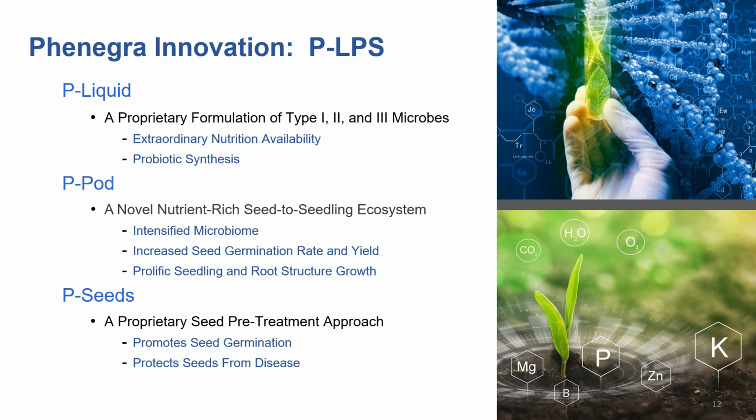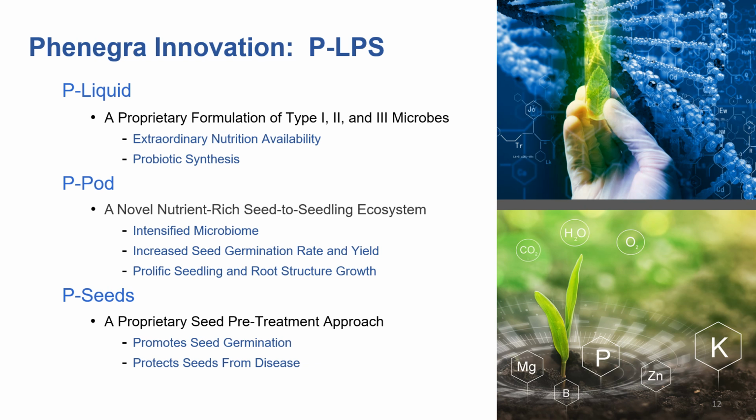We use temperature control to put it in there. That leads to increased seed germination rates and yields as we go through the slides. You'll see that. And then it leads to prolific seedling and root structure growth. That will be very evident in the slides that come. Under Phenegra seeds, the PS system, right? PLPS, the seed needs to be treated with the liquid under a proprietary ecosystem and approach, right? This promotes the seed germination.